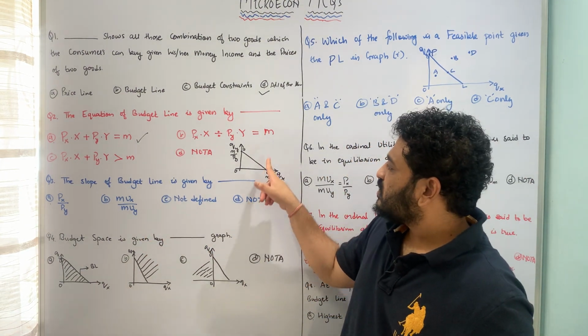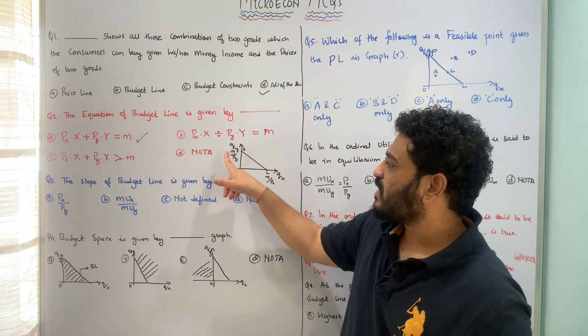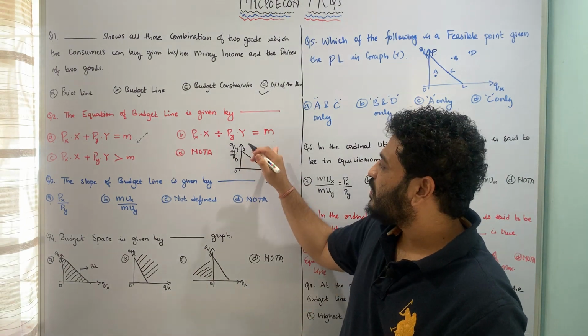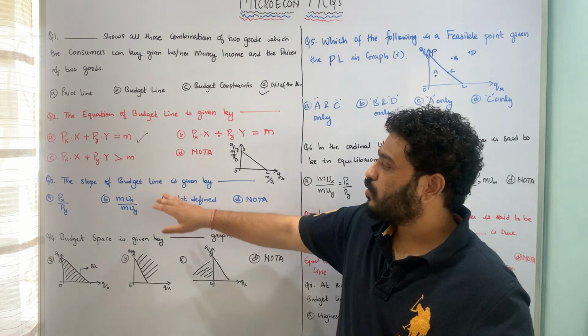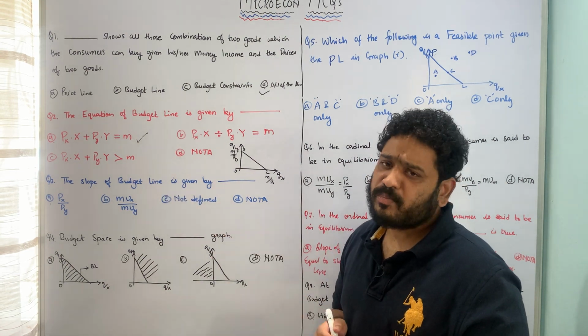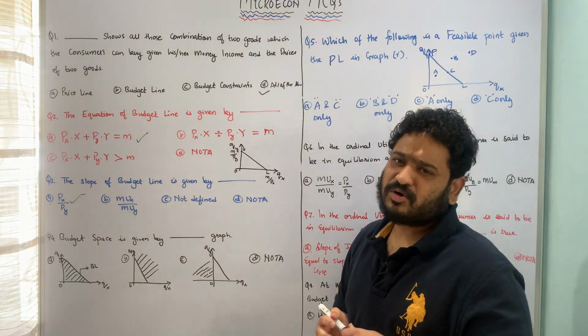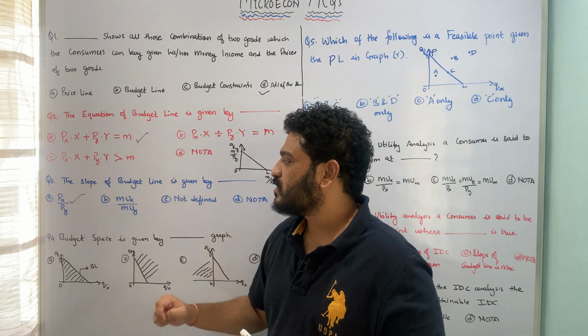So when you use this slope point form, this intercept M upon Px and M upon Py, what is happening is M will get cancelled and Px upon Py will be the available slope which you get when you look at the slope of a budget line. So therefore slope of a budget line is given by price of X divided by price of Y. So this is the option which is correct with respect to this particular question.